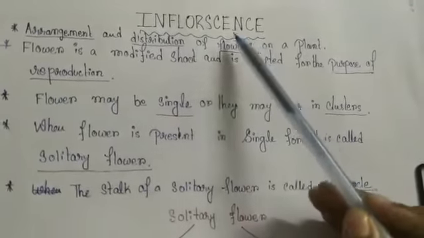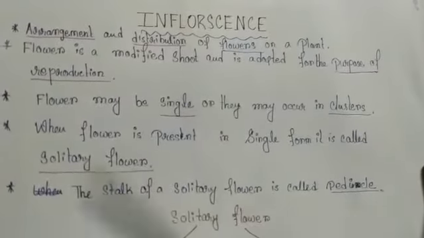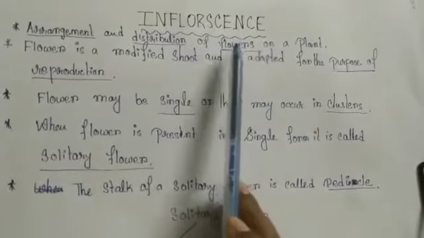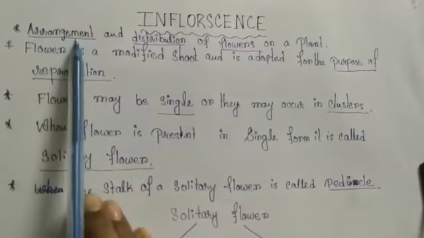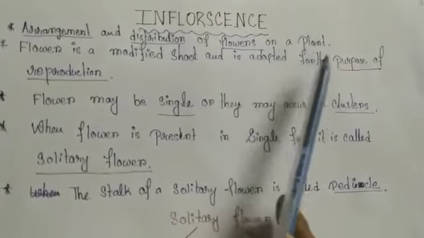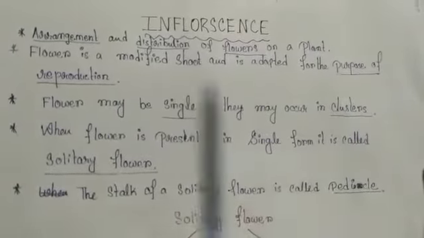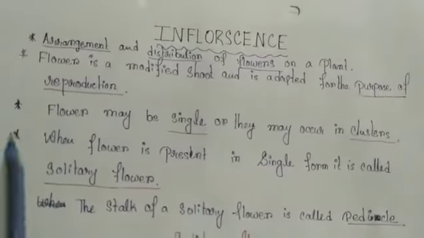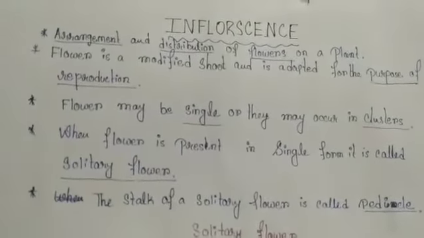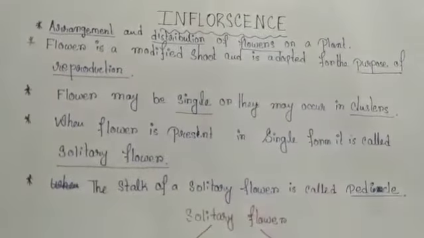Last day we discussed the parts of a flower and their functions, and today we are going to discuss inflorescence: what it means, and its functions and parts. So what is the meaning of inflorescence? Here you can see the arrangement and distribution of flowers on a plant. Plants have flowers arranged in a particular or definite manner. This type of arrangement is called inflorescence.